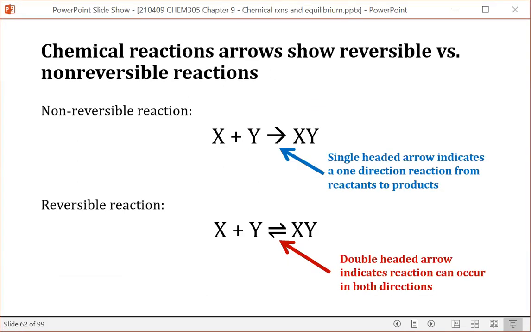And so to show non-reversible reactions, where it's a one-way reaction and all of the reactants are only converted into products, we use that single-headed arrow. And to denote a reversible reaction in which reactants are converted into products and products can be converted back into reactants, we use that double-headed arrow.